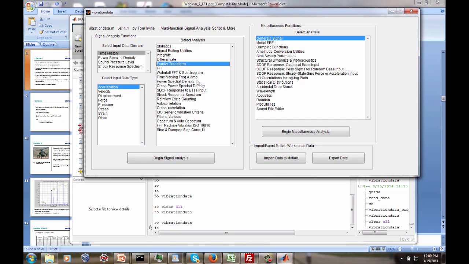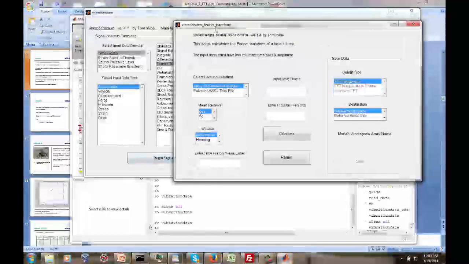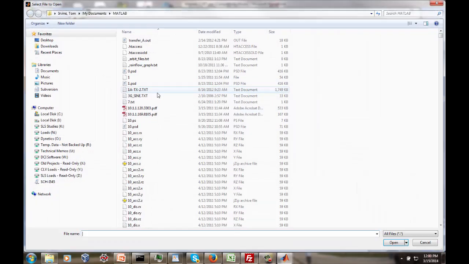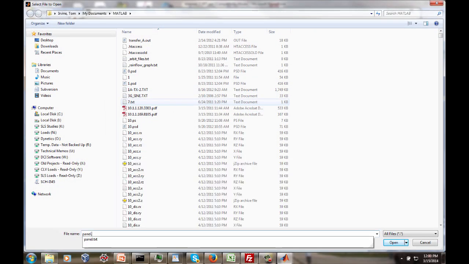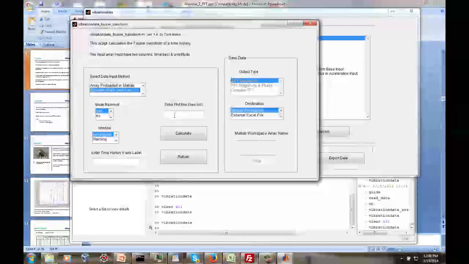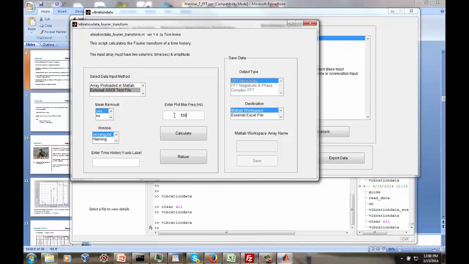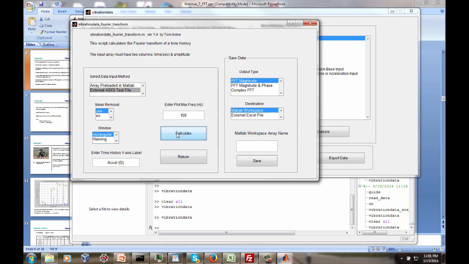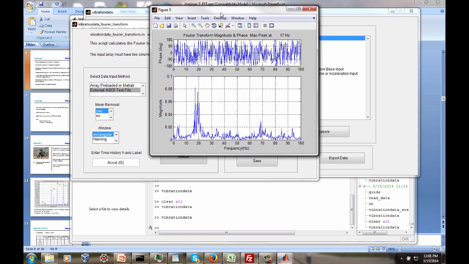So let's just do a Fourier transform, begin signal analysis. This input array must have 2 columns, time in seconds and amplitude. External ASCII file, panel.txt. Maximum plot frequency, 100 Hertz. Acceleration G will be the Y label. Let's calculate. It'll take a number of seconds to do a Fourier transform. Not too bad, but it did take a number of seconds.